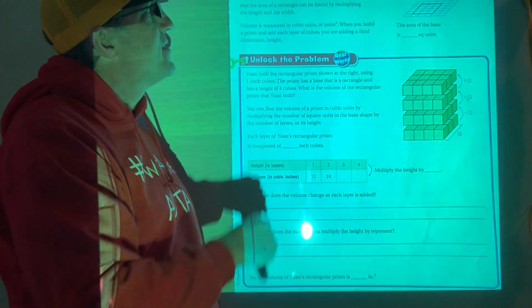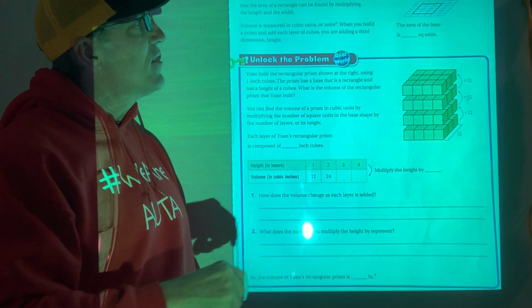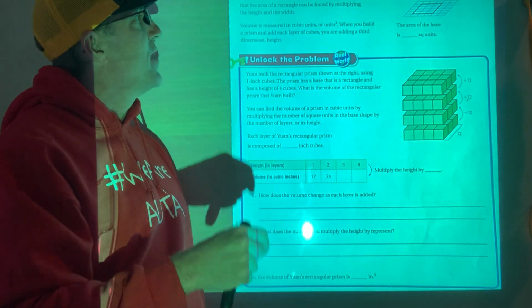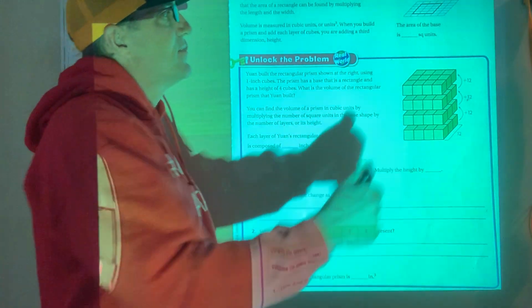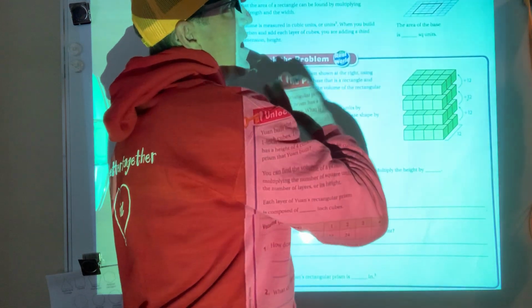So the base of a rectangular prism is a rectangle, of course. You know that the area is measured in square units or units squared because there's only two dimensions, length times width. Remember, we put a 2 up there for that. There's no height to it. And the area of the rectangle can be found by multiplying the length times the width. So area equals length times width, right?